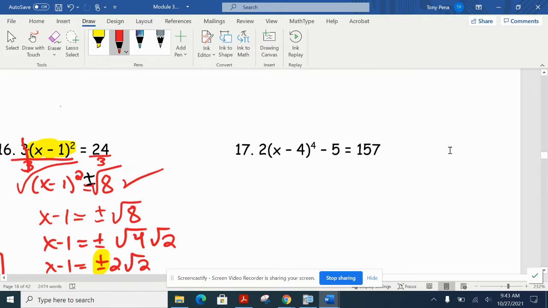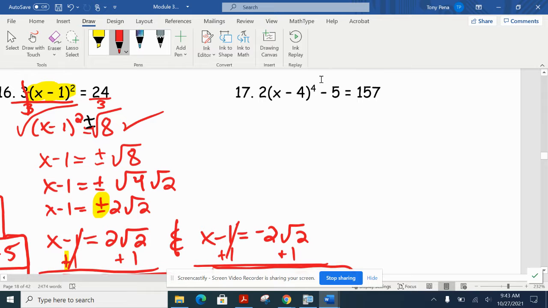Difference with this one, if you notice now, notice how there's this power of 4 here. Okay. So again, our first goal is to isolate. I've been saying the squared term because that's usually what you're going to get. This case, it's this power of 4. So we want to isolate what I have highlighted in yellow right here. That's what we want to get by itself.